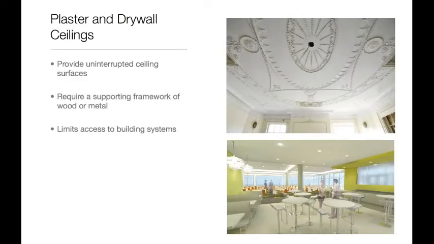Plaster and drywall ceilings provide uninterrupted ceiling surfaces. They require a supporting framework of wood or metal. They also limit access to the building systems.